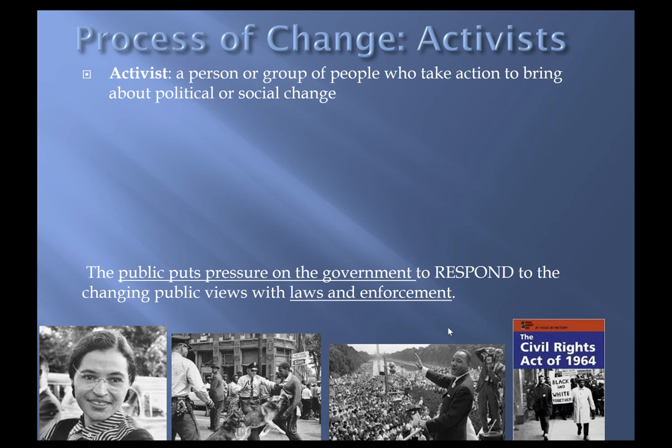Okay, so let's look at the top where it says activists. By that, I mean a person or a group of people who take action to bring about political or social change. Some famous activists that you might think of would be like Rosa Parks or Martin Luther King, right? And often they're working in groups, like the NAACP, or Martin Luther King had an organization as well. Those people or groups are putting pressure on institutions to make change, and there are a variety of methods they use to do that.